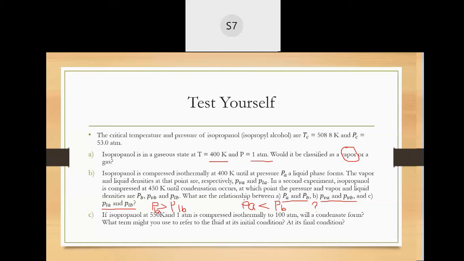Third question, if isopropanol at 550 K and 1 atm is compressed isothermally to 200 atm, what term might you use to refer to the fluid at its initial condition and at its final condition? So the answer is gas and supercritical fluid. Because the temperature is higher than the critical temperature, and the pressure also is higher than the critical pressure. That's why it's called supercritical fluid.